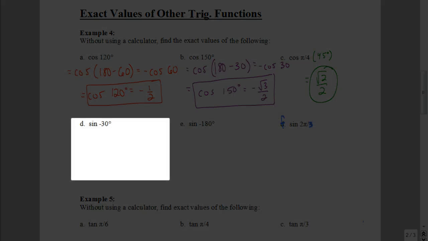Let's look down at letter D here. Letter D says the sine of negative 30 degrees. For this one, we're going to use the opposites theorem. The opposites theorem tells us that the sine of negative theta, or in this case negative 30 degrees, is going to be the opposite of the sine of theta, or the opposite of the sine of 30 degrees. Again, the sine of 30 degrees was 1/2, so that means the sine of negative 30 degrees is negative 1/2.